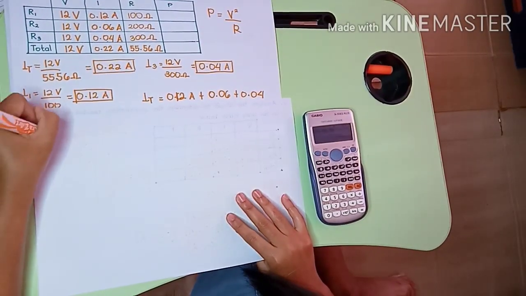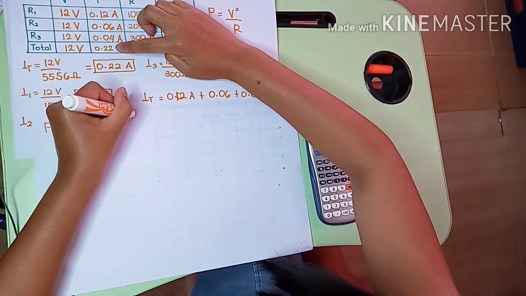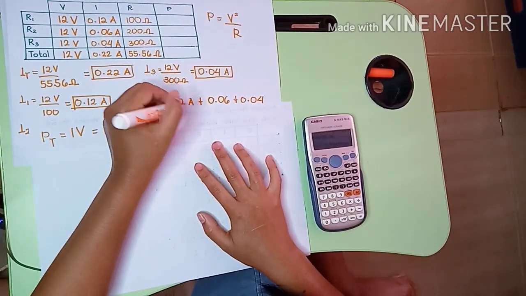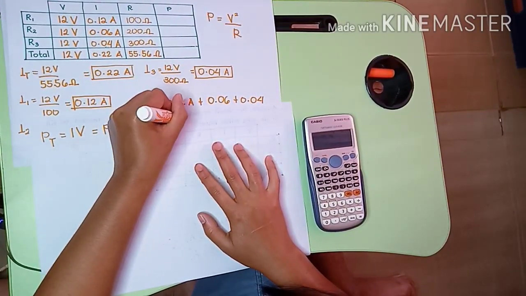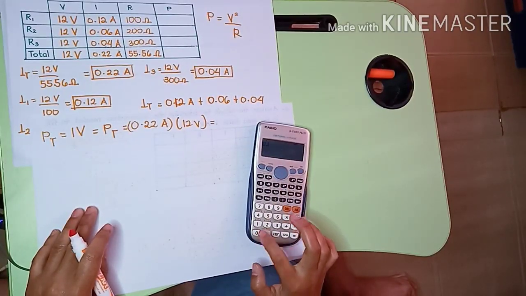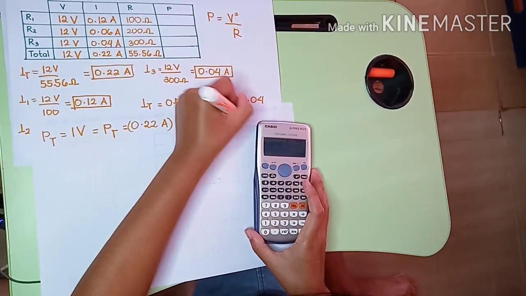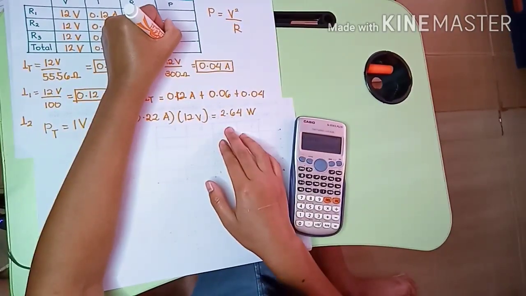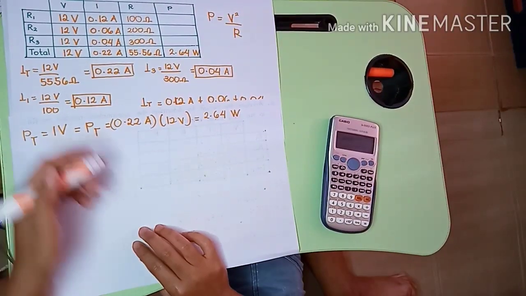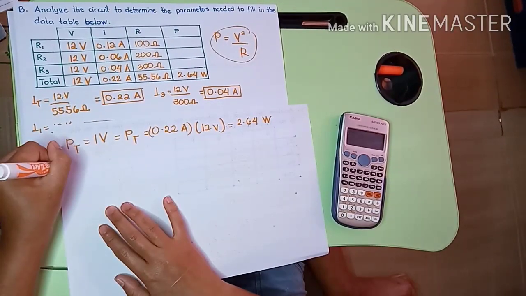Next, we will use the correct formula, which is total power is equal to current times voltage. So the total current is 0.22 and the total voltage is 12. So the answer for this is the final total power. So the total power of this parallel circuit is equal to 2.64 watts. That is the formula for knowing the total power of the parallel circuit.